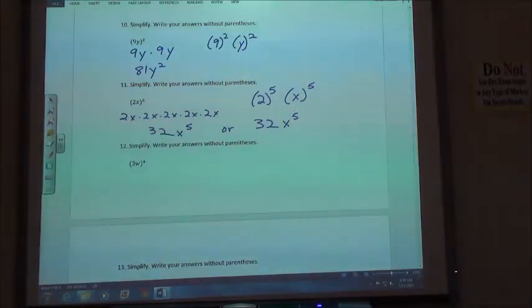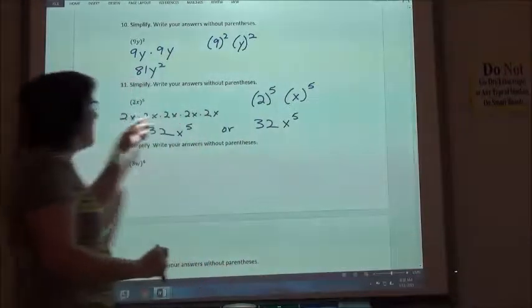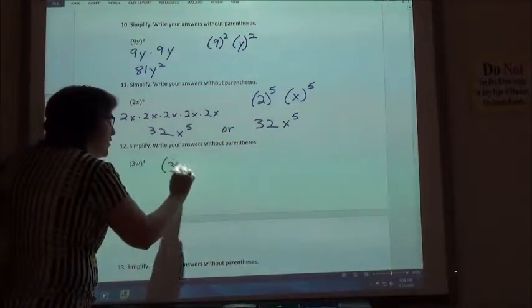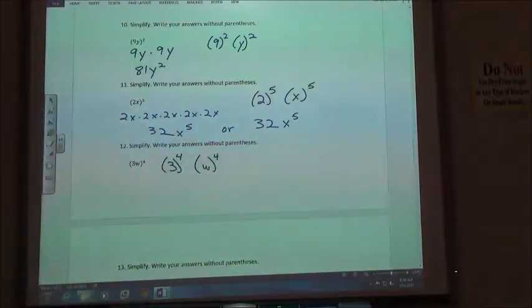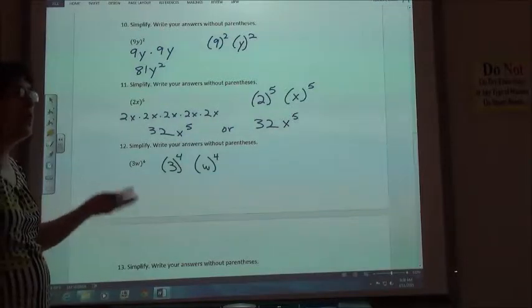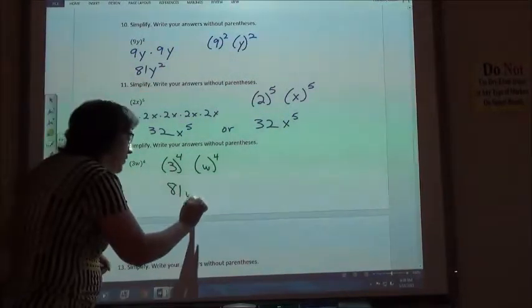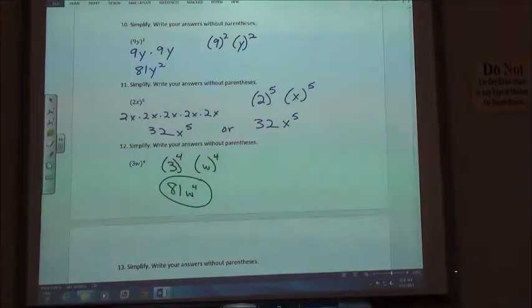Now, obviously, the second way is a little bit shorter than having to write it out 5 times, and so on number 12, if we do it, taking 3w, raising it to the fourth power, I'm going to take the 3 to the fourth power, and then the w to the fourth power. So 3 to the fourth power, 3 times 3 is 9, 9 times 3 is 27, 27 times 3 is 81. Then I'm going to have w to the fourth. So if I take 3w and I raise it to the fourth power, I get 81w to the fourth.